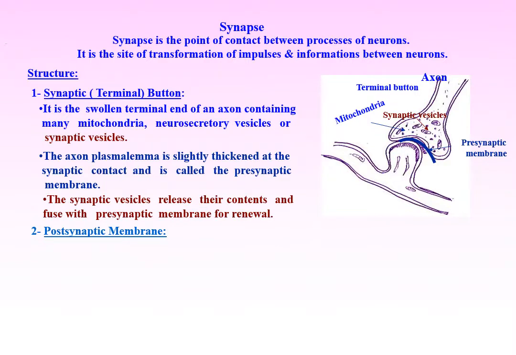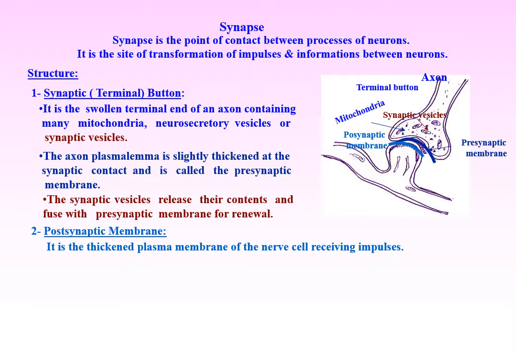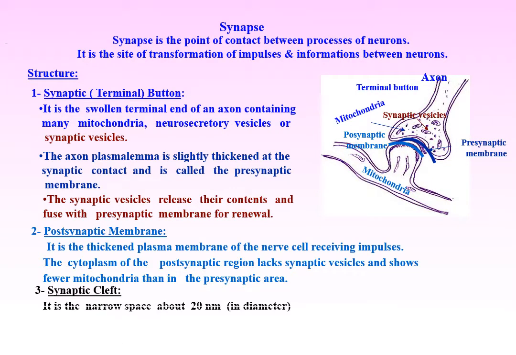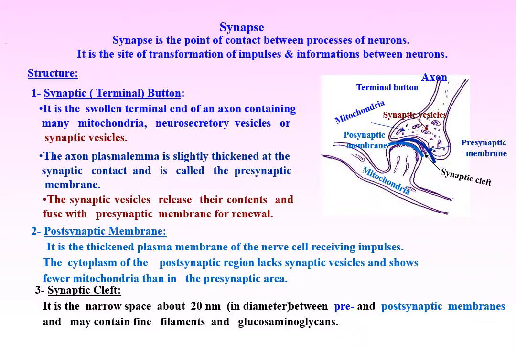Postsynaptic membrane is the thickened plasma membrane of the nerve cell receiving impulses. The cytoplasm of the postsynaptic region lacks synaptic vesicles and shows fewer mitochondria than in the presynaptic area. Synaptic cleft is the narrow space about 20 nanometers in diameter between pre- and post-synaptic membranes and may contain fine filaments and glycosaminoglycans.